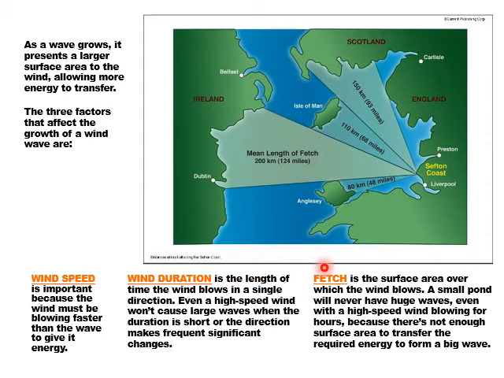Another important factor is something called fetch. And fetch refers to the overall surface area of a body of water that's being affected by wind and producing waves. This is a map of Ireland, Scotland, and England, and we can see here that the wind is roughly blowing out of the southeast, and we can see that the mean length of fetch here is 124 miles in this part of the basin. In between the Isle of Man and, say, Liverpool, the Sefton Coast, it's 68 miles. So there are different areas of fetch depending on the shape of the basin and what direction the wind's blowing.